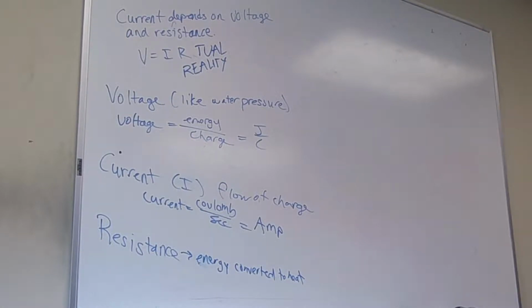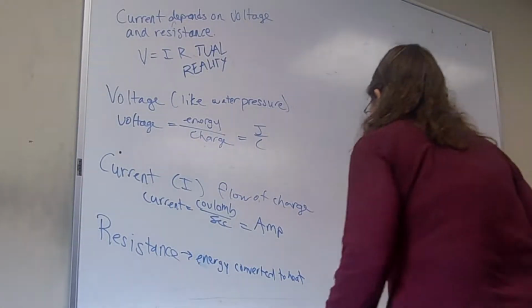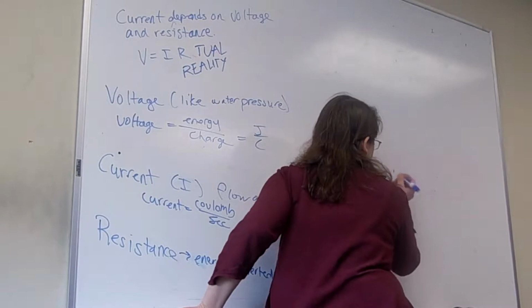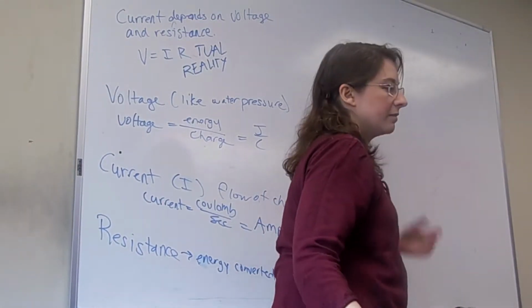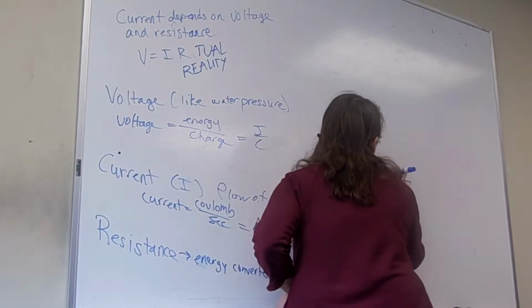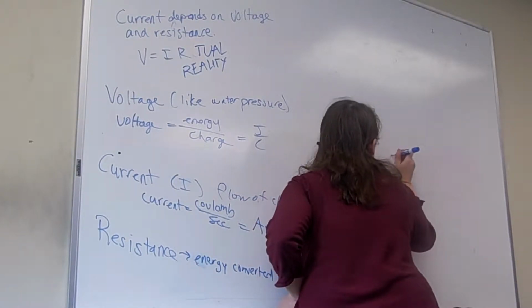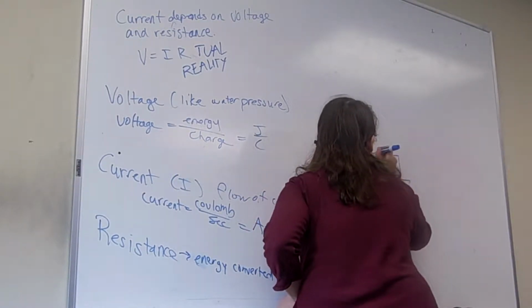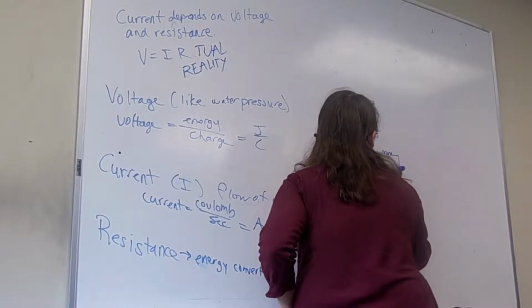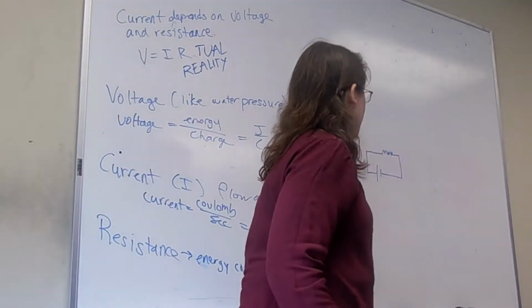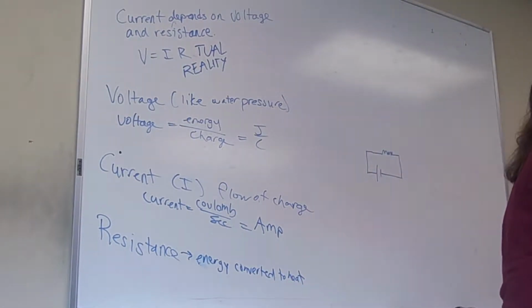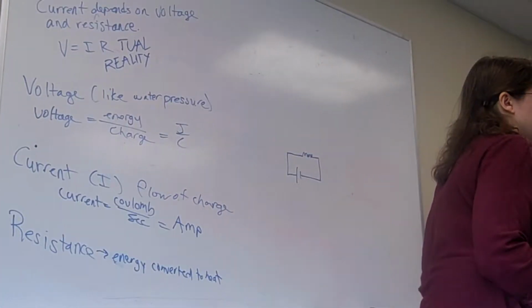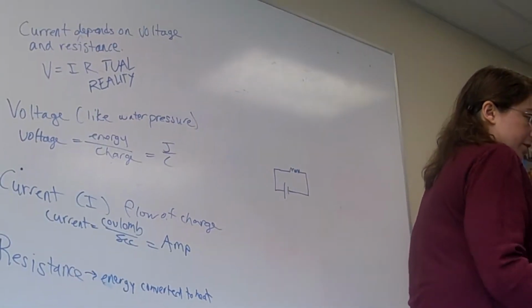So let's talk a little bit about a real circuit over here. When you're drawing a circuit, you have a battery. This is the symbol for a battery. It looks a lot like an 11. You have a long side, a short side, and a little squiggle here. The little squiggle is a resistor. That could be a light bulb, a heating element, or whatever else you want your circuit to do.